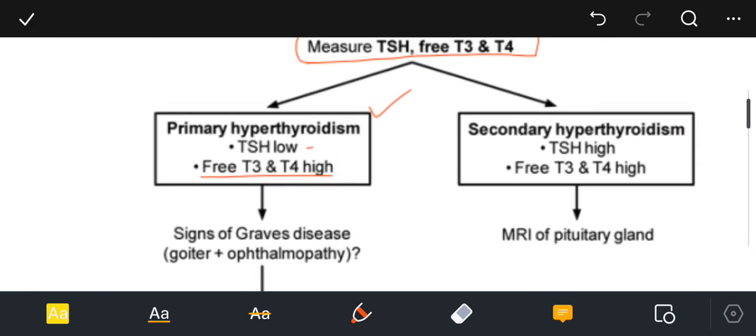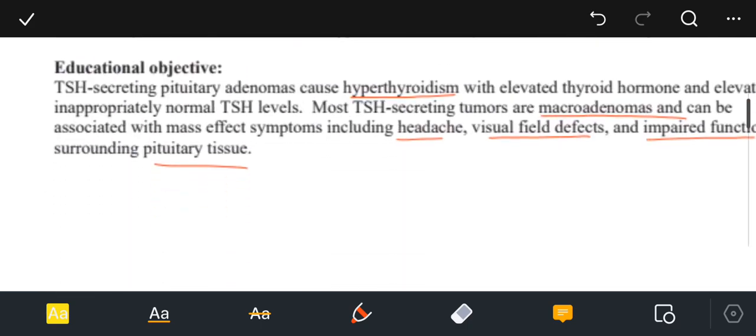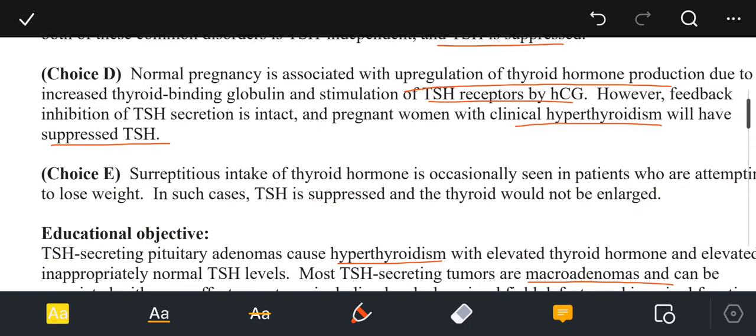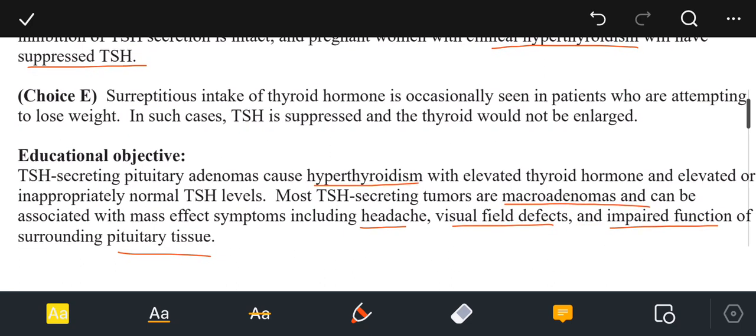The choice E, that is surreptitious thyroid hormone intake, is not the option of choice because the surreptitious intake of thyroid hormone is occasionally seen in patients who are attempting to lose weight. In such cases, the TSH is suppressed and the thyroid would not be enlarged.